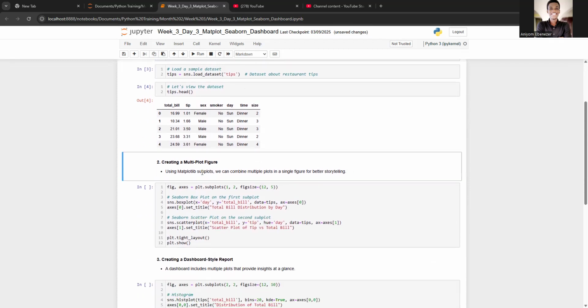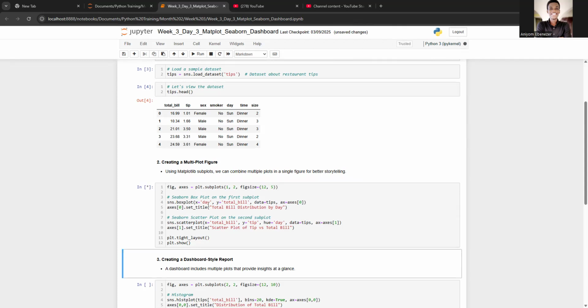Then creating a multi-plot figure. Here we want to create a multi-plot figure using Matplotlib subplots. We can combine multiple plots in a single figure for better storytelling. So we can have more than one plot in a single figure. By so doing, it tells more of a story than we expect, right? So we'll run this, and here is the code.